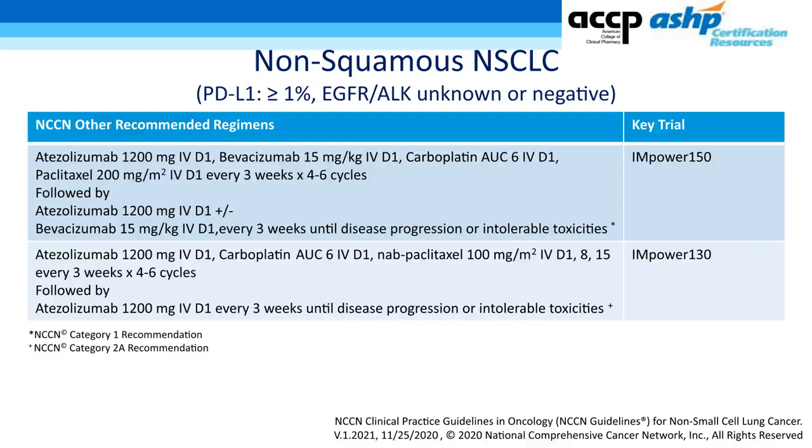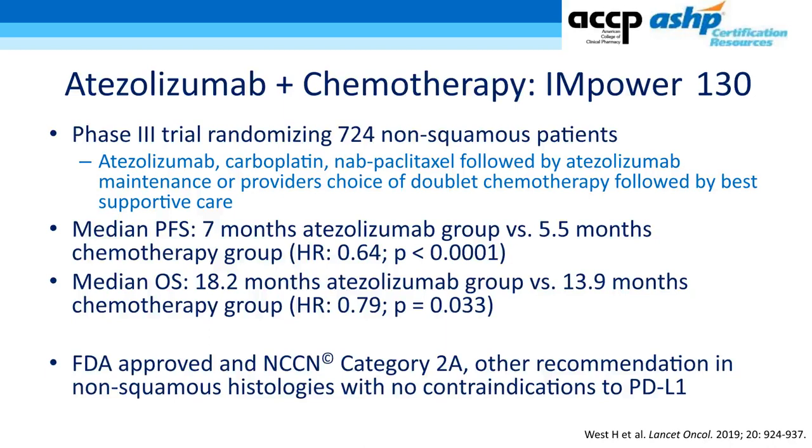In contrast, IMpower130 came with combination atezolizumab, carboplatin, and nab-paclitaxel, followed with atezolizumab as maintenance therapy. Currently, NCCN guidelines list this as a Category 2A recommendation. But both of these options may be considered in patients that might upfront have impaired renal function that preclude them from receiving pemetrexed therapy, or possible toxicities that might not be well tolerated with the combination of pemetrexed and carboplatin or cisplatin.